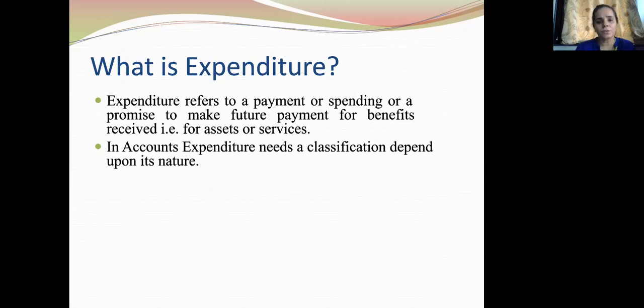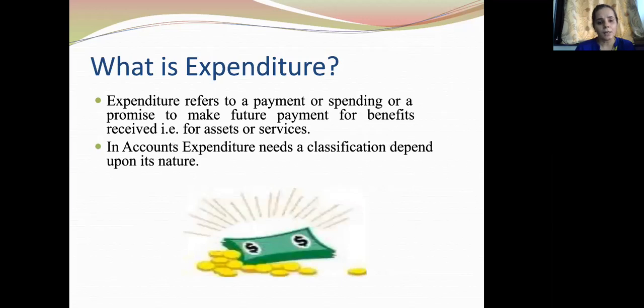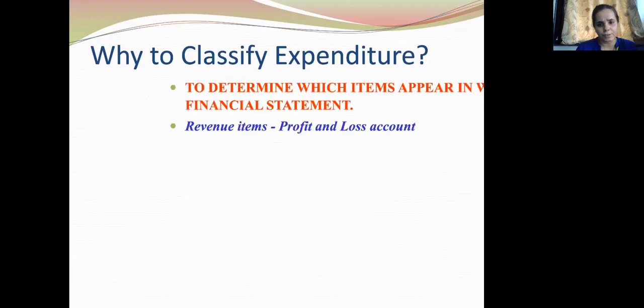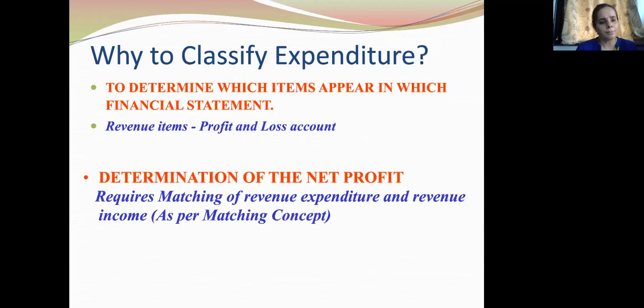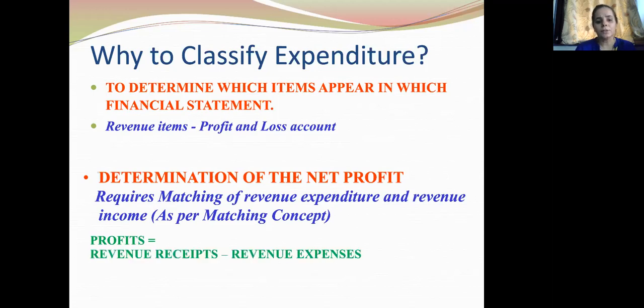Now, in our accounts, there is a need for classification of the expenditures. There will be a question in your mind: why does expenditure need to be classified? There are many reasons, but first we will understand the basic two. If they are revenue expenses, they will appear in the profit and loss account. And if the expense is revenue, it is also required for determining the net profit. Why? Because according to our matching concept, the revenue receipt minus revenue expenses will give us the profit.